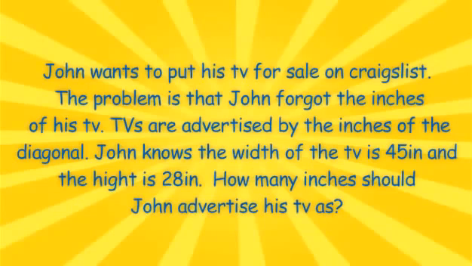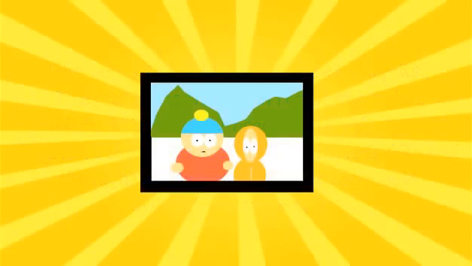Let's do one final problem. John wants to put his TV for sale on Craigslist. The only problem is that John forgot the inches on his TV. TVs are advertised by the inches of the diagonal. John knows the width of the TV is 45 inches and the height is 28. How many inches should John advertise his TV as? So once more, we will draw a picture to illustrate the word problem.